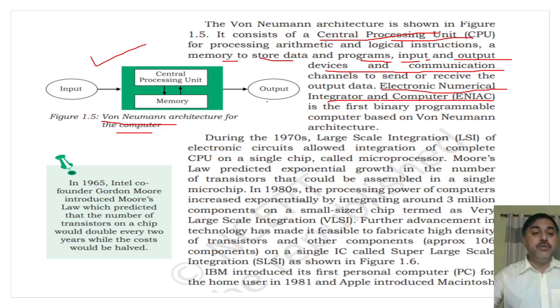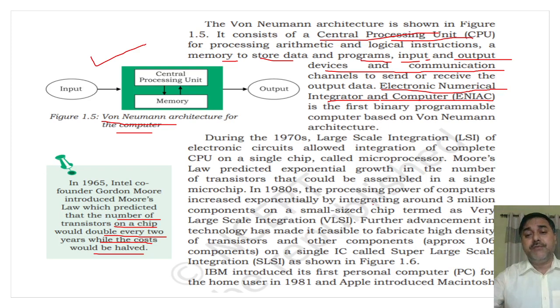Gordon Moore introduced Moore's law, which predicts that the number of transistors on a chip would double every 2 years, while the cost would be halved. So that means the working capability is going to increase as well as the cost will be reduced. So this is what Moore's law is.